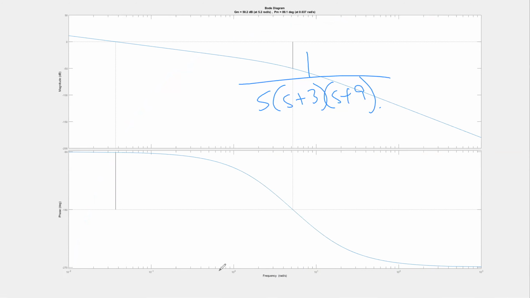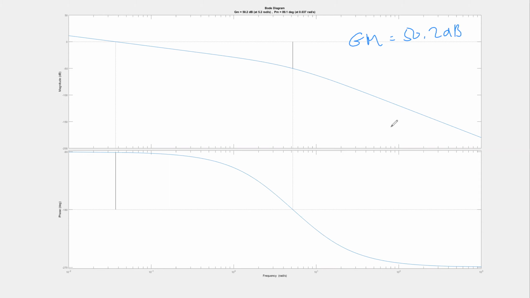So the gain margin reading off the diagram here is 50.2 dB at 5.2 radians. So we have a gain margin of 50.2 dB at an omega of 5.2 radians per second. So our GU actually would be the non-dB version of this number. So 50.2 over 20, 10 to the power of that.